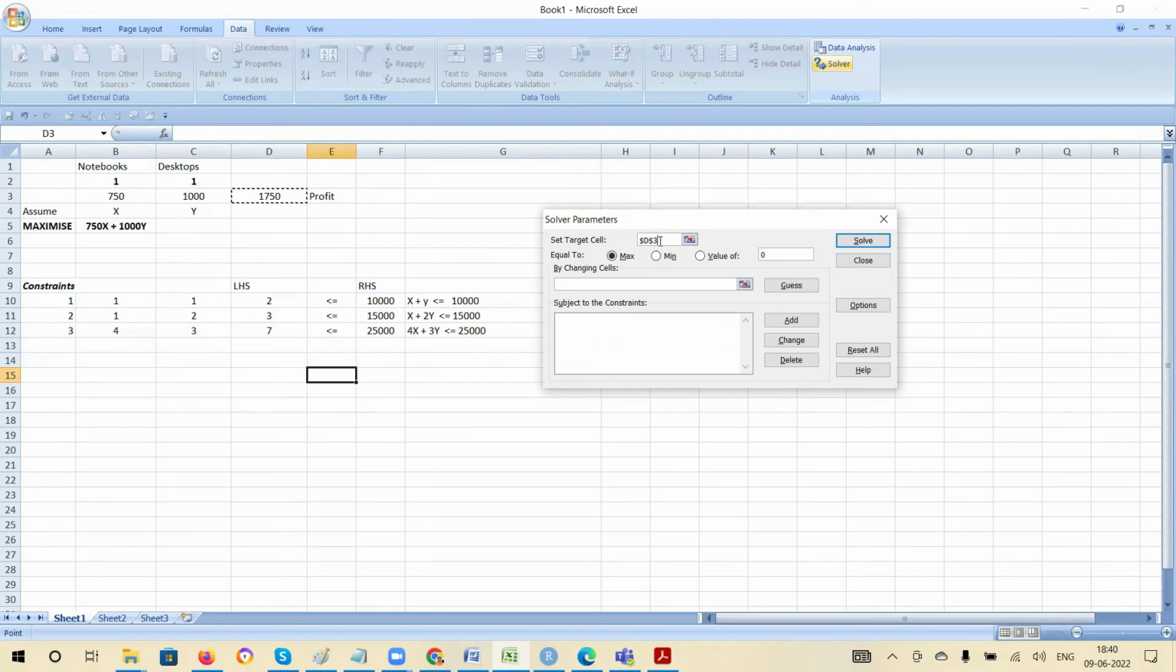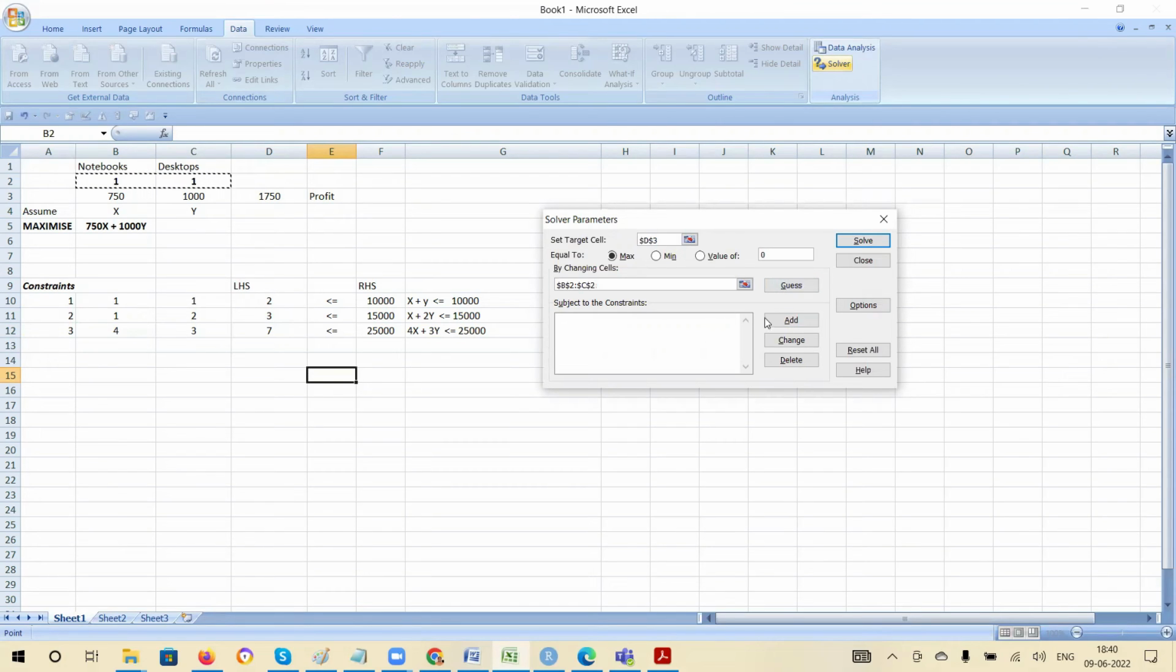So this is the target cell, and what do you want to do? You want to find maximum, minimum, or an exact value. If I say I want exactly 10,000 profit, then you'll put 10,000 here, so equal. But I want maximum, so maximum of this cell. By changing cell, which cells are you changing? We are changing these two cells, isn't it? So we want to check with 1, then with 2, then 3, then 4. We are changing different numbers to see what is the maximum number of computers we can make, given the constraints.